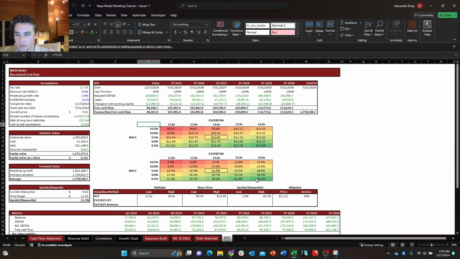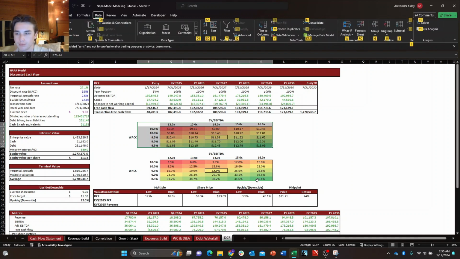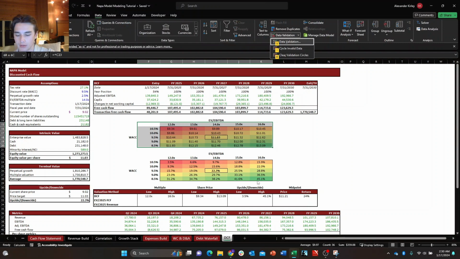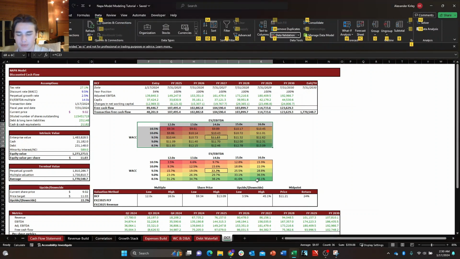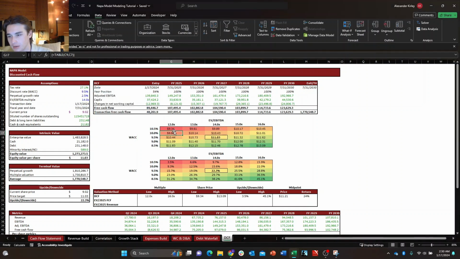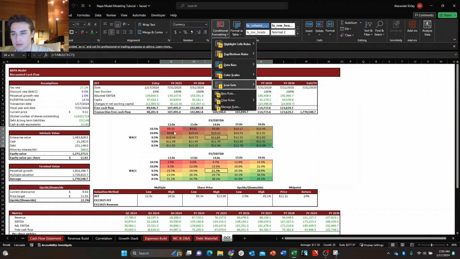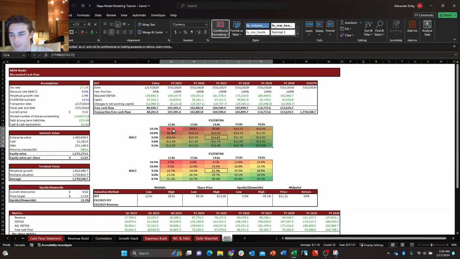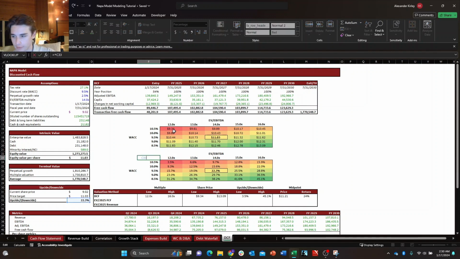From there, what you do is, I'll just do it, you go to data, what-if analysis, data table. In your row input cell, you use your row, right, so your EV/EBITDA right here, your column input cell, you use your discount rate, and it spits out this number. Conditional format it to color scales, and bam. Do the same thing for your percent change. You're just referencing your upside or downside as opposed to your equity value per share. And there you have it.